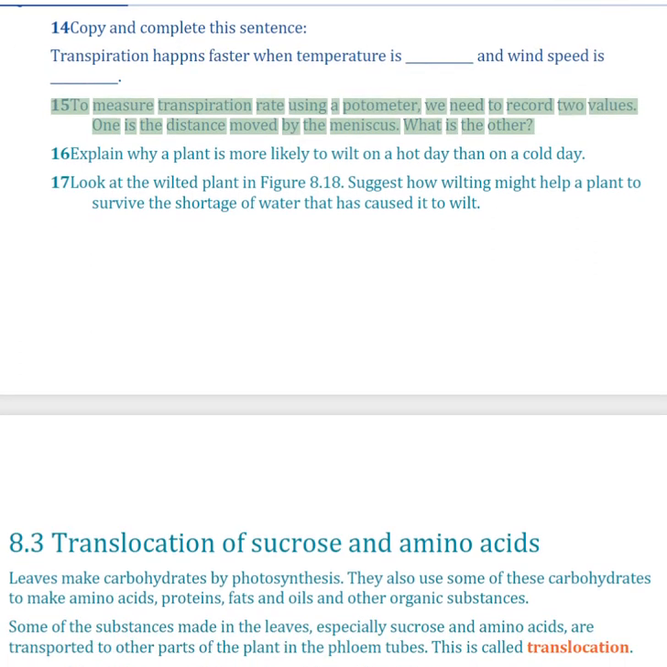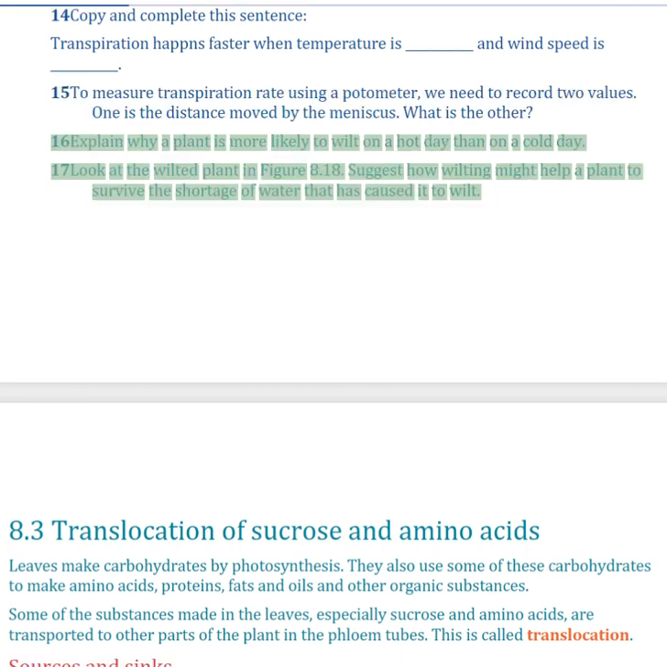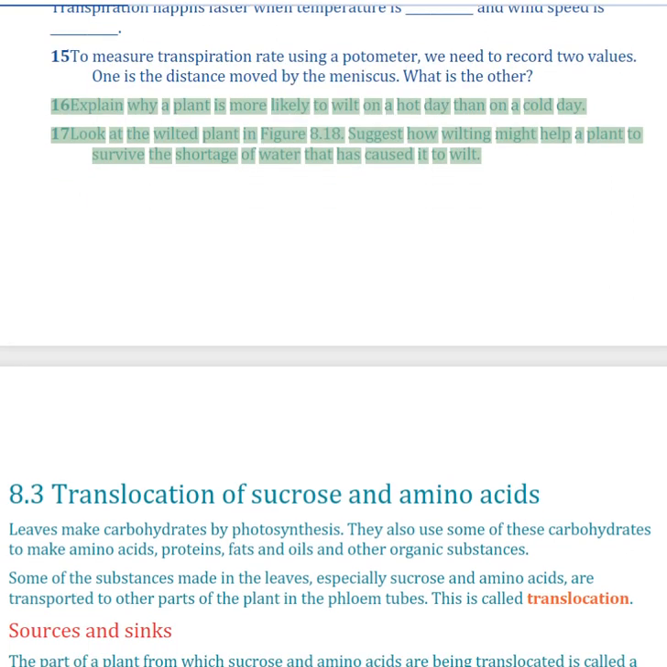15. To measure transpiration rate using a potometer, we need to record two values. One is the distance moved by the meniscus. What is the other? 16. Explain why a plant is more likely to wilt on a hot day than on a cold day. 17. Look at the wilted plant in Figure 8.18. Suggest how wilting might help a plant to survive the shortage of water that has caused it to wilt.